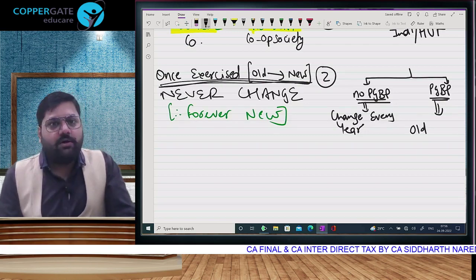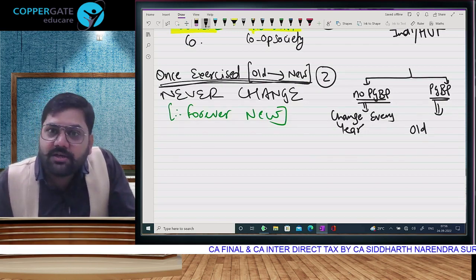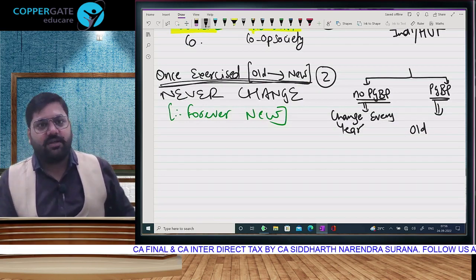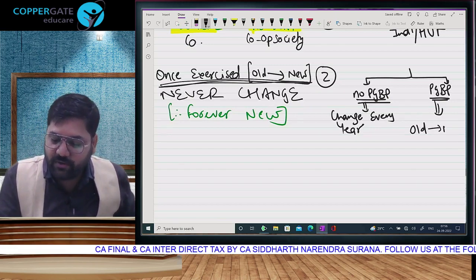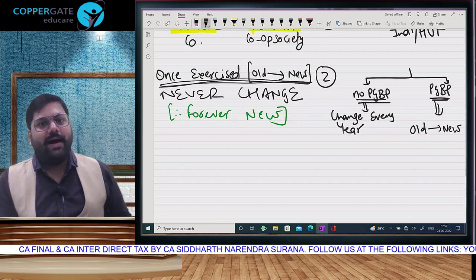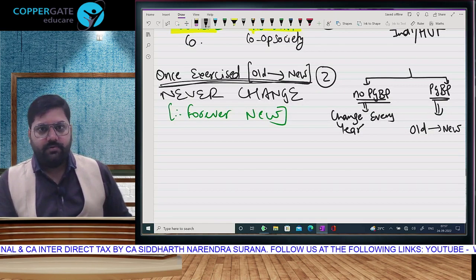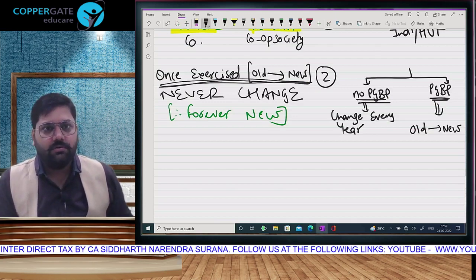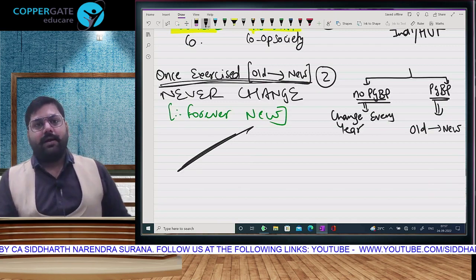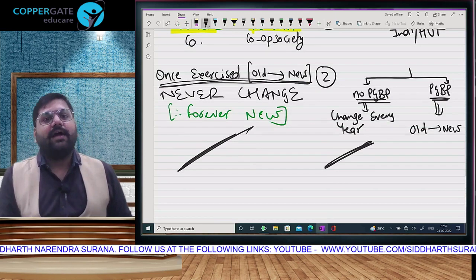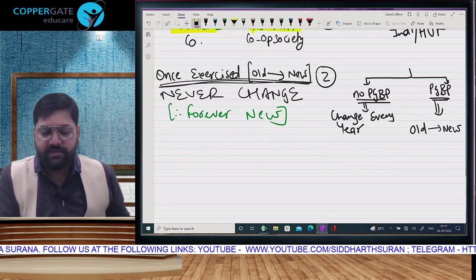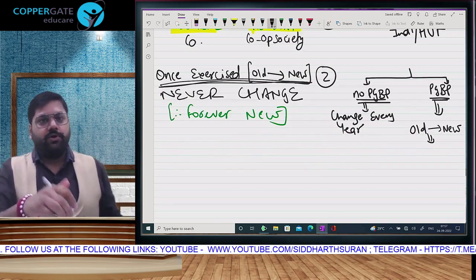Initially, by default, you were in the old regime. For many years, you were in the old regime. Yes or no? Now, one day, the Finance Minister announced a new regime. Sir, can we shift to the new regime? Allowed. You are allowed to go from old to new. Absolutely allowed. We have introduced it only for that, no? Some go and cannot come back. Others go and can go every year and come back every year. But now we are talking about individual HUF with PGBP. You have gone from old to new.